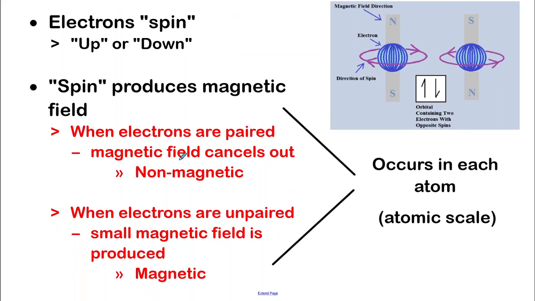Okay, so when electrons are paired, their magnetic fields cancel out because they spin oppositely. When I have electrons unpaired, there is a small magnetic field produced by those atoms, and therefore that atom can act like a magnet. And that occurs at the atomic scale, but as we'll see, that can build.